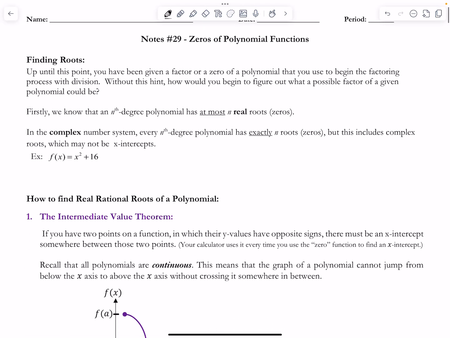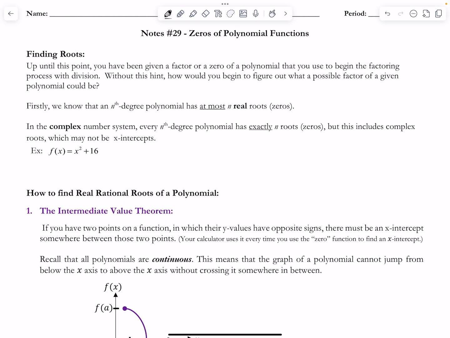In this lesson, I'm going to go over a bunch of stuff about how to help us find zeros of polynomial functions. There's a lot of different theorems that you'll hear me use and try to explain. It's going to take some time, but all of these are going to be integral to figuring out how to find the zeros or roots of a polynomial function.